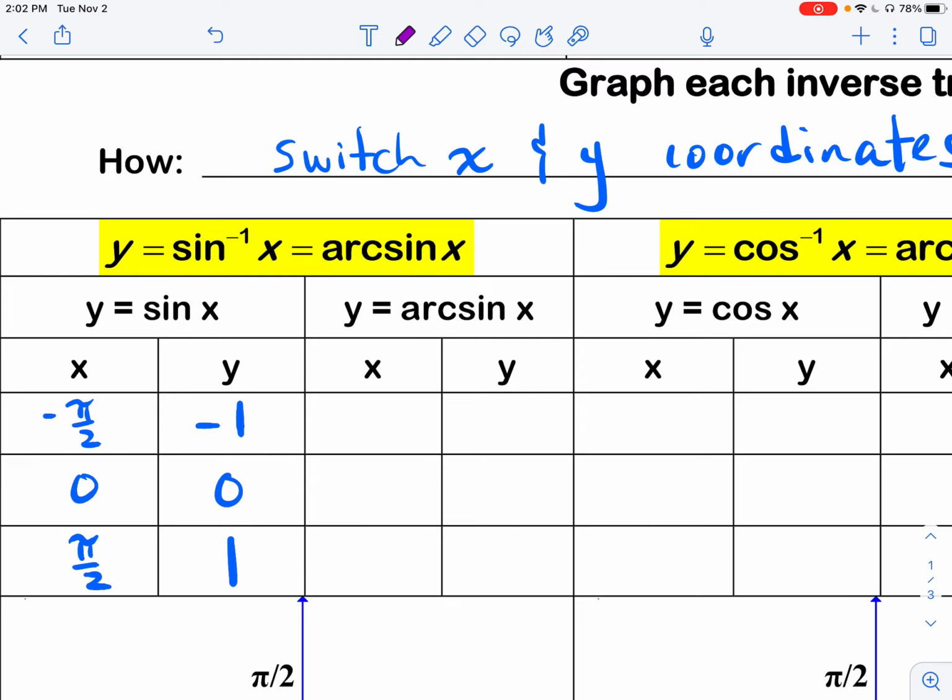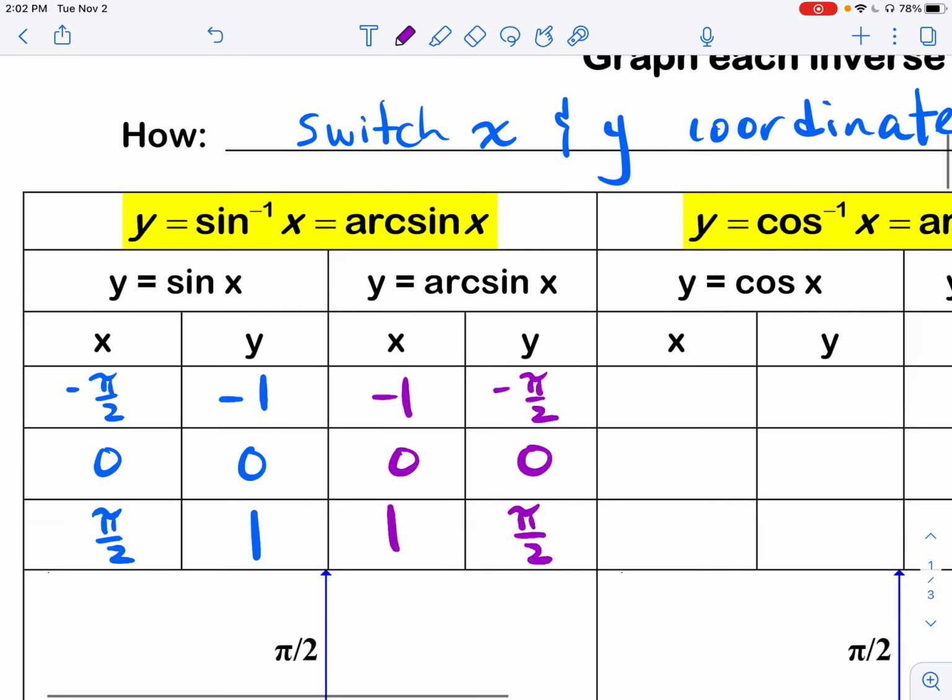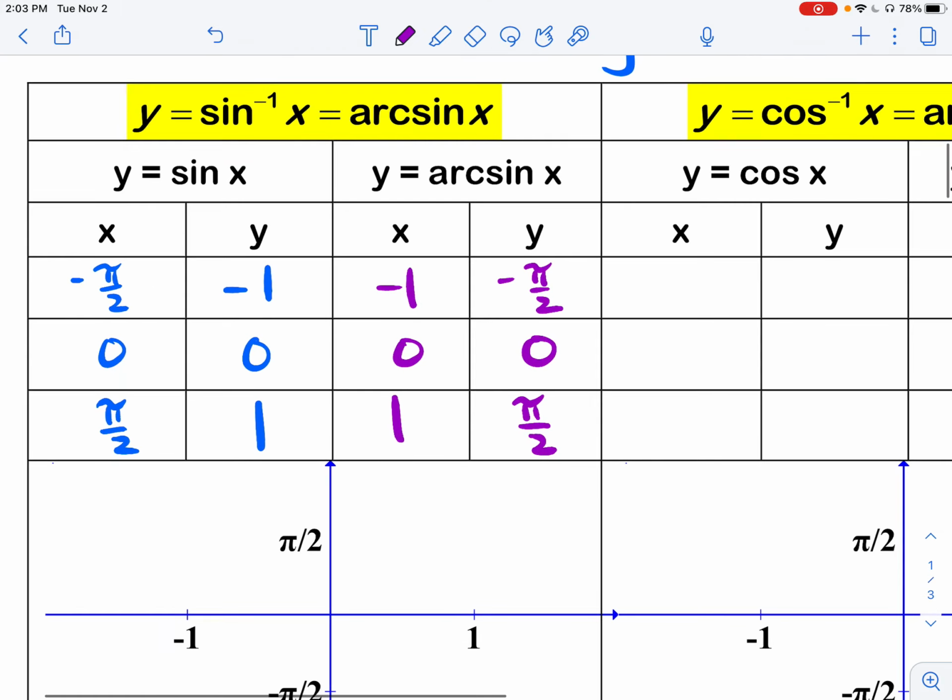Well, what would the inverse of sine look like? This would be negative 1, negative pi over 2, 0, 0, and 1 and positive pi over 2. Now, one quick notation thing that I should point out before I graph this inverse function: you'll notice here that there are two different ways that I am notating that we're finding the inverse of sine.